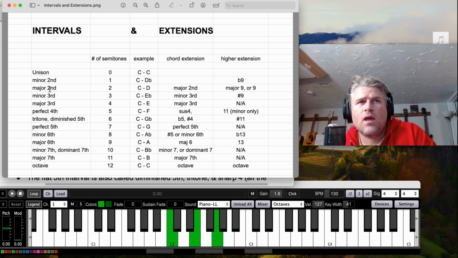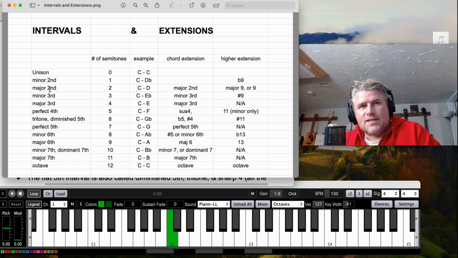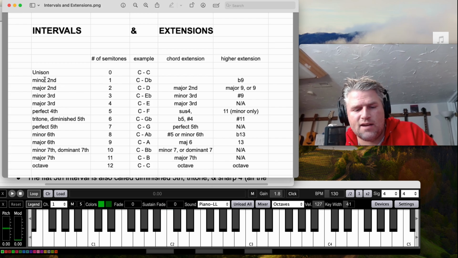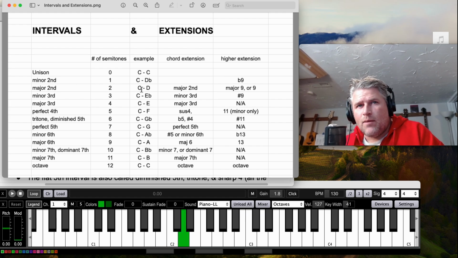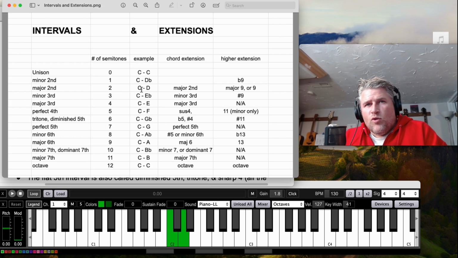See right there? Anyway, the next interval up would be going up a whole step, or a whole tone, instead of a semitone. So we have D, and that's called a major second instead of a minor second. So going from C to D, or that same interval, is called a major second.